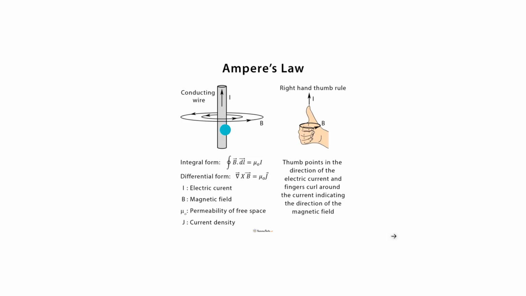Once our current is going in a certain direction, downwards, the magnetic field that is created will be in a certain direction, and that direction is found using the right hand rule. If we keep our thumb along the current direction, then our fingers will point in the direction of the magnetic field. The amount of magnetic field or magnetomotive force that is created is given using this Ampere's law.